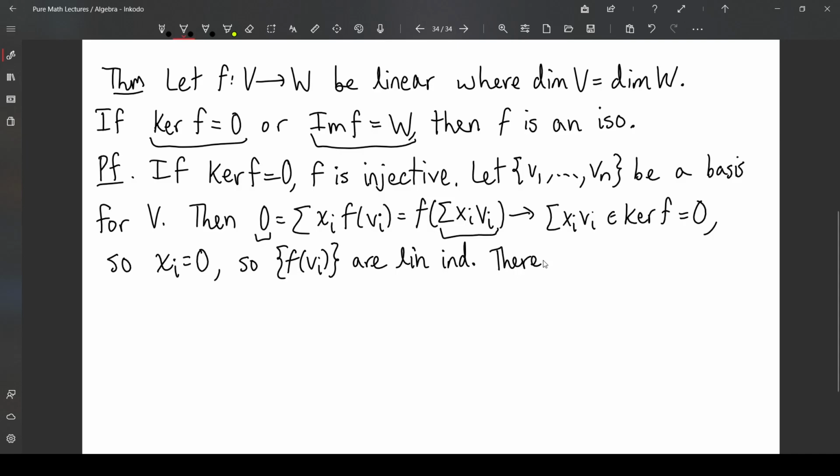Therefore, since n is the dimension of v, but dimension of v equals dimension of w, so I have n linearly independent values in w, which means this is a basis for w.